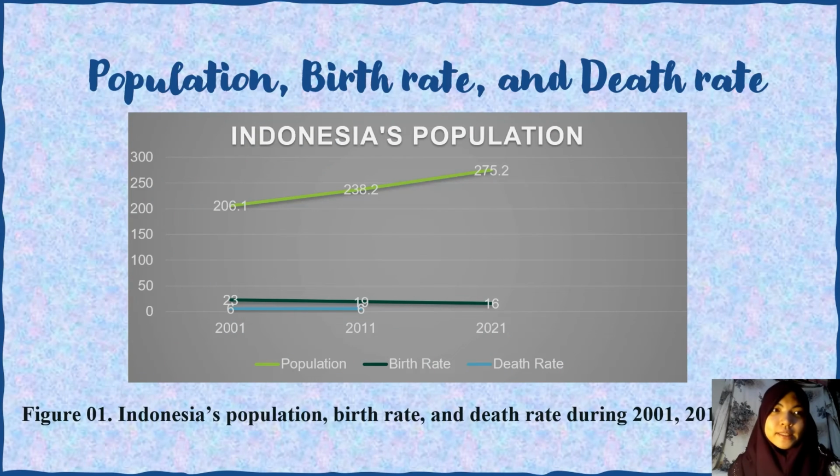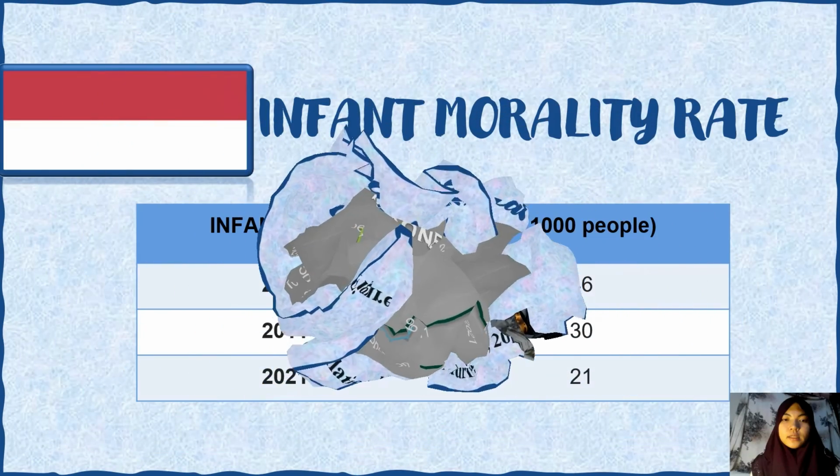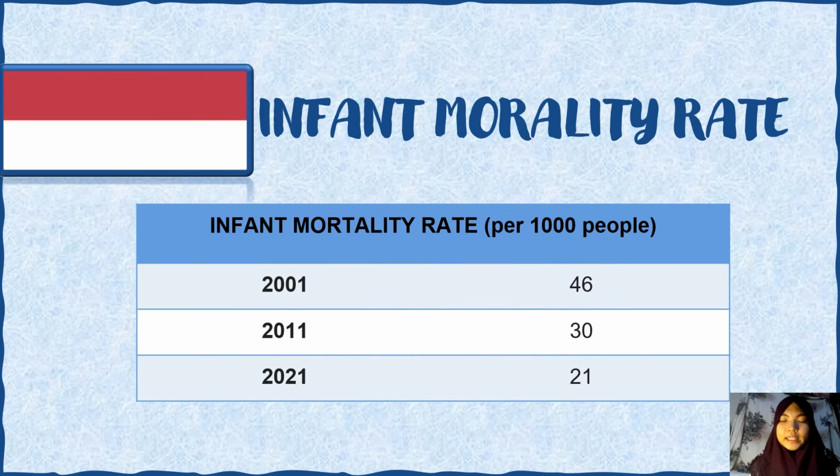This graph shows that Indonesia's population increases from 2001, and that the birth rate of Indonesia per 1,000 people was high in 2001 and declined in 2021. Infant mortality rate: this table shows that there is a decreasing infant mortality rate from 2001 to 2021.